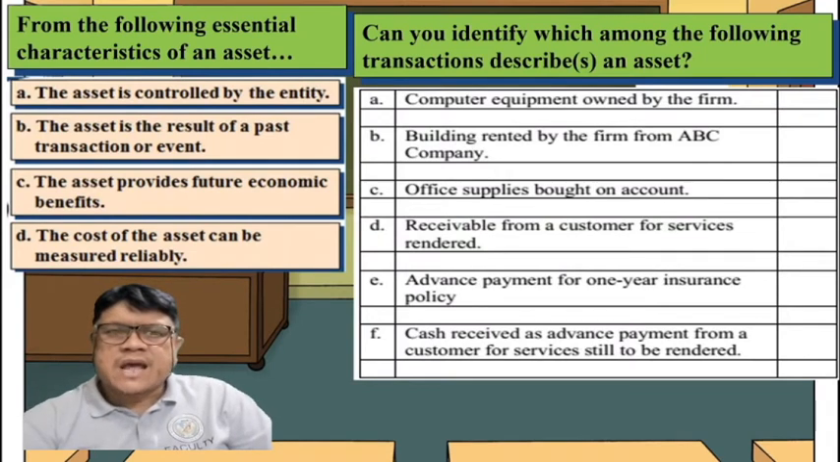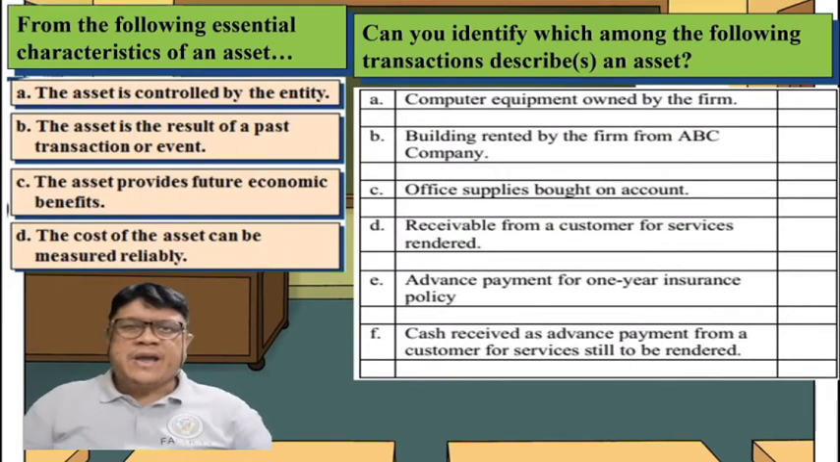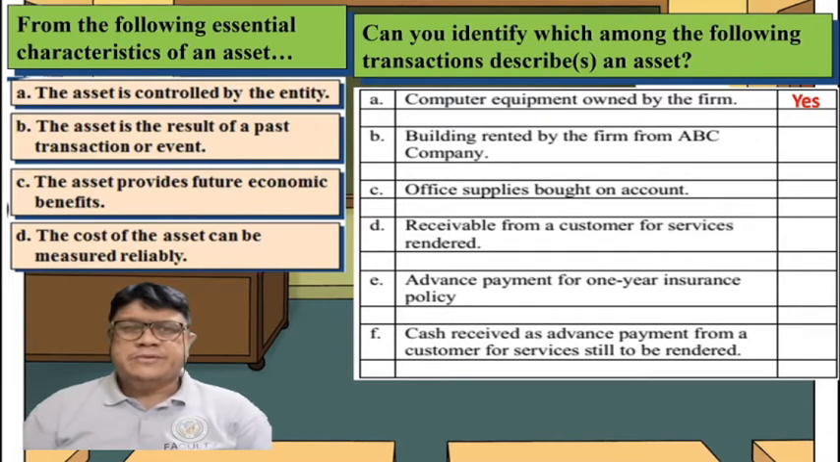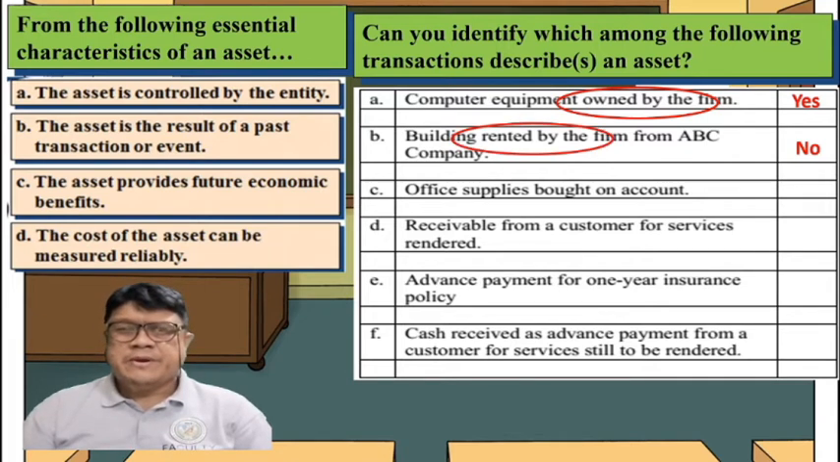From the following essential characteristics of an asset, can you identify which among the following transactions describes an asset? You can answer me by yes or no. Computer equipment owned by the firm. Very good. Keyword: owned by the firm. Building rented by the firm from ABC Company. Very good. Keyword: rented by the firm. Office supplies bought on account. Very good.